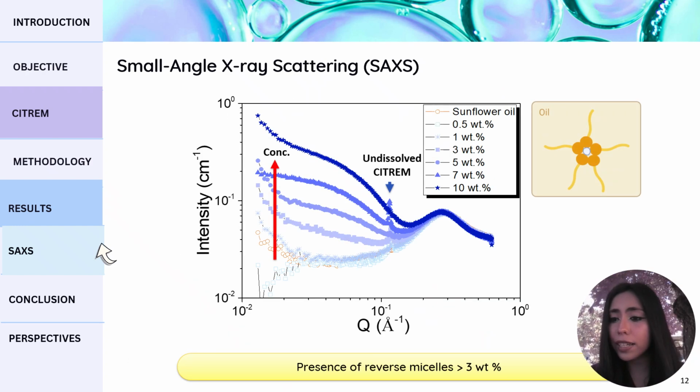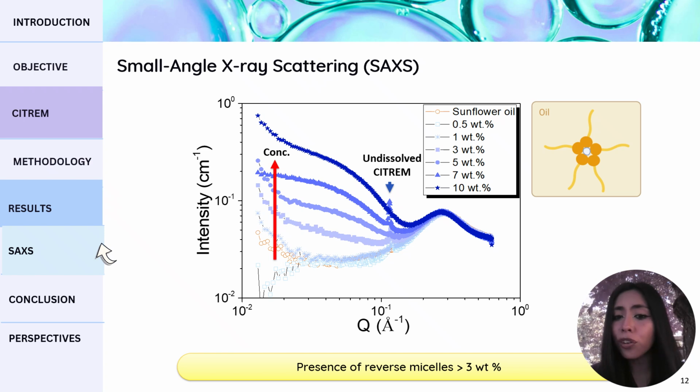Then we measure the self-assembly of Citrem in the one-phase region at 60 degrees Celsius, and we can see that for all the scattering curves, we can observe at Q between 0.5 and 0.5 angstroms the broad peak coming from the sunflower oil. But at low concentrations of Citrem, such as 0.5 and 1, the scattering spectra remain very similar to the pure sunflower oil. But from 3 weight%, the scattering intensity at the lowest Q values increases. And by increasing the concentration from 3 to 10 weight%, we observe an increase of the intensity at low Q.